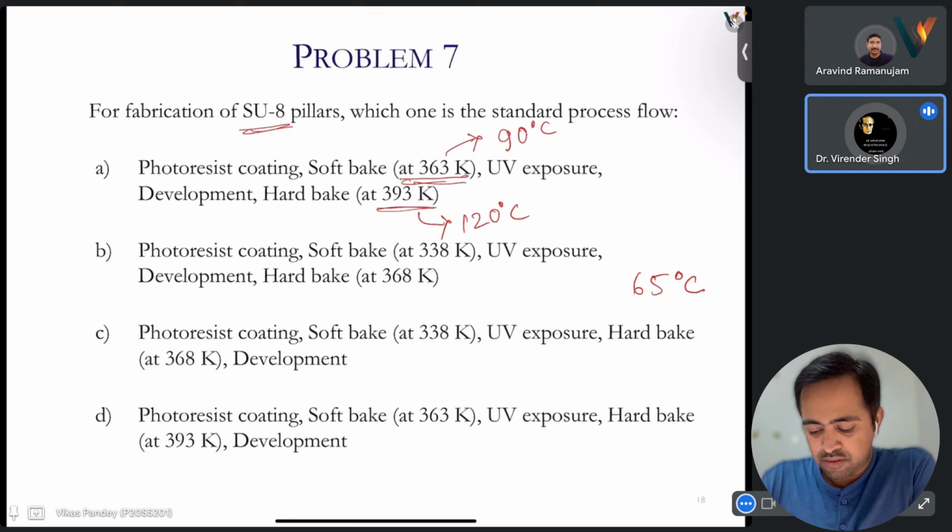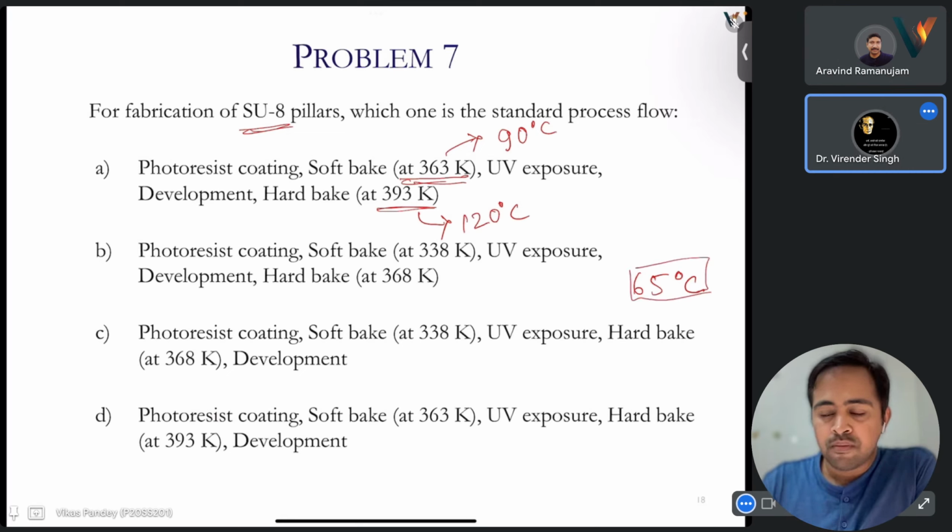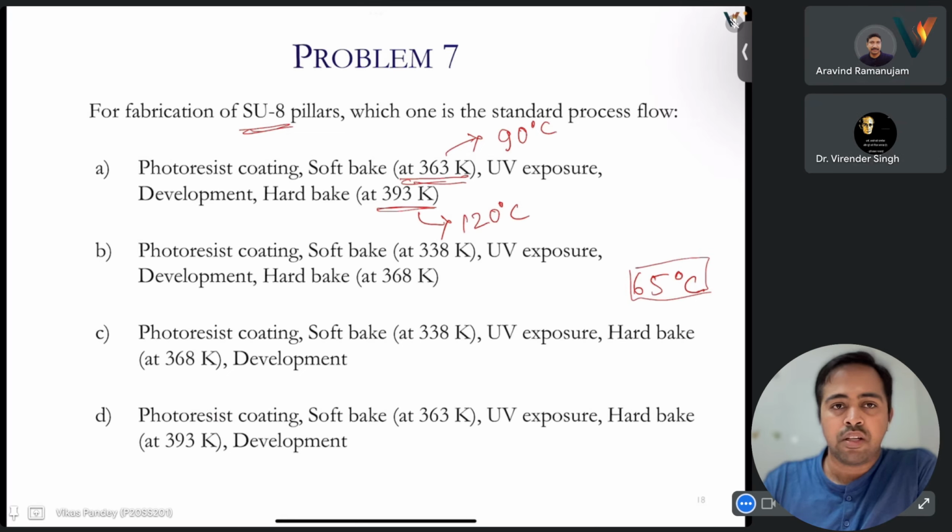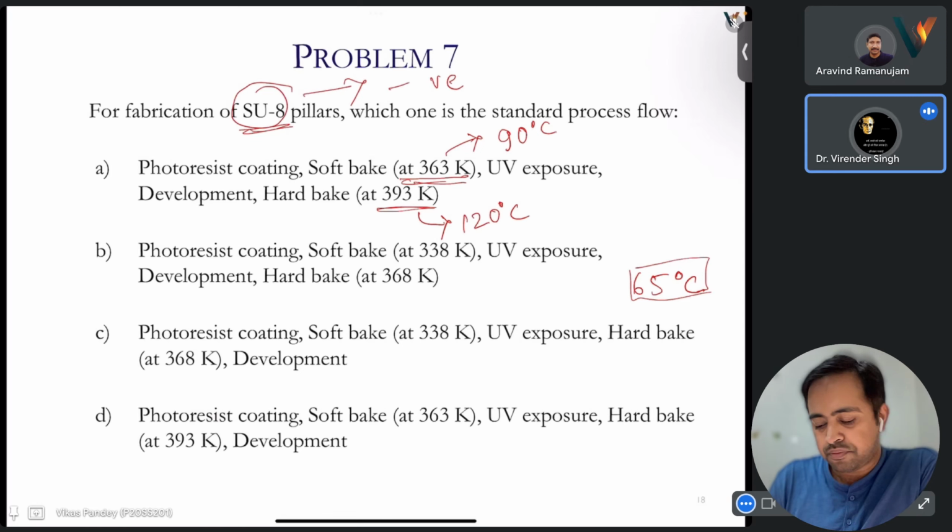Soft bake is different. It's a negative photoresist. In case of soft bake, it is different, if I'm not wrong. SU8 is a negative resist, right? Negative photoresist. Yeah, negative photoresist.